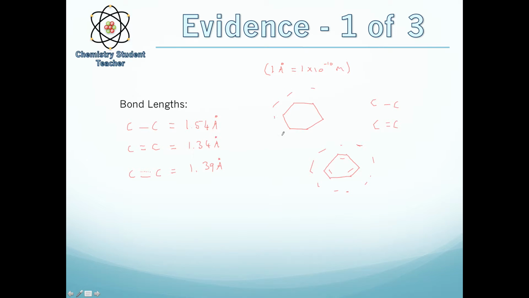We see this perfect hexagon, which means the bond lengths all have to be identical, don't they, to get the same length on each side. And that is what X-ray crystallography shows, along with the bond lengths. And that's the first piece of evidence. Well, kind of two pieces of evidence, bond lengths and X-ray crystallography.